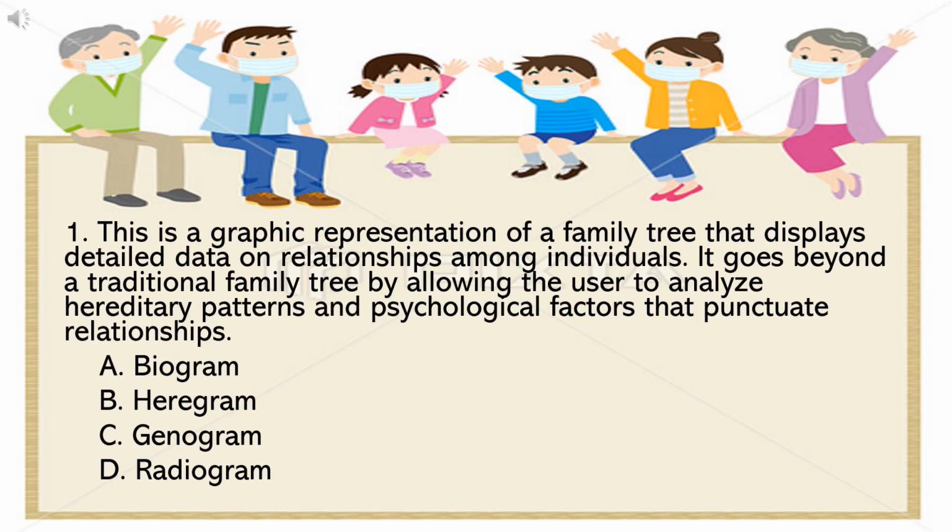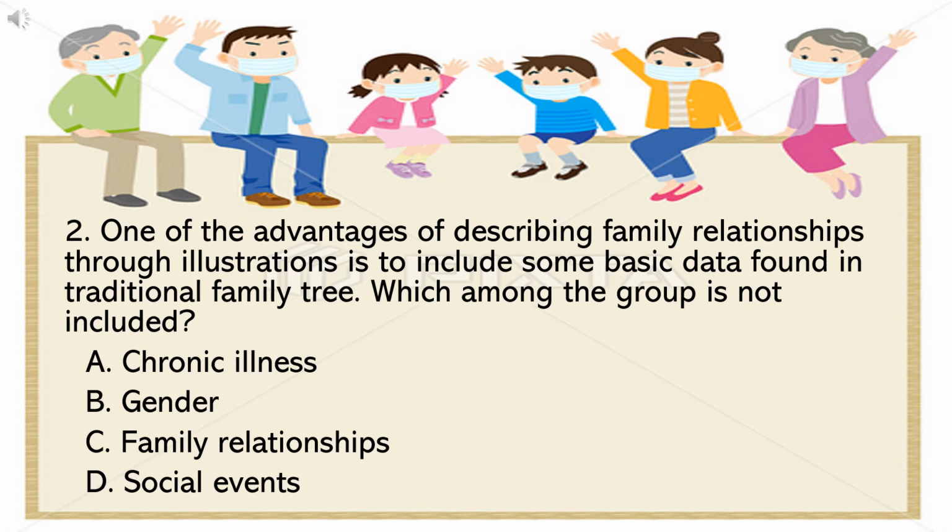Multiple choice test. 1. This is a graphic representation of a family tree that displays detailed data on relationships among individuals. It goes beyond a traditional family tree by allowing the user to analyze hereditary patterns and psychological factors that punctuate relationships. A. Biogram, B. Heregram, C. Genogram, D. Radiogram. 2. One of the advantages of describing family relationships through illustrations is to include some basic data found in a traditional family tree. Which among the group is not included? A. Chronic illness, B. Gender, C. Family relationships, D. Social events.